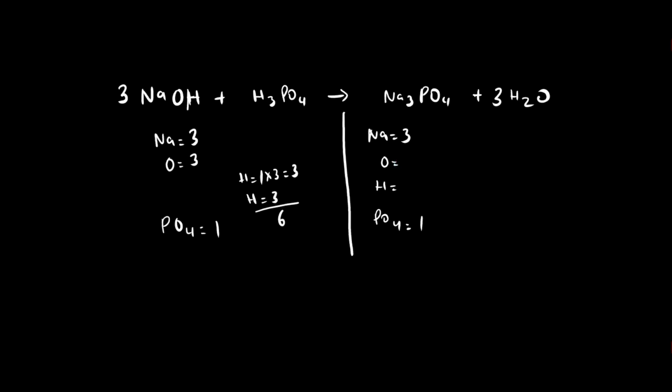And so now, on the right hand side, we have 6 hydrogen and 3 oxygen. So the sodium is now balanced, the oxygen is now balanced, we have 3 on both sides. The hydrogen is now balanced, we have a total of 6 hydrogen on both sides. And now the phosphate is balanced because there's 1 on each side.